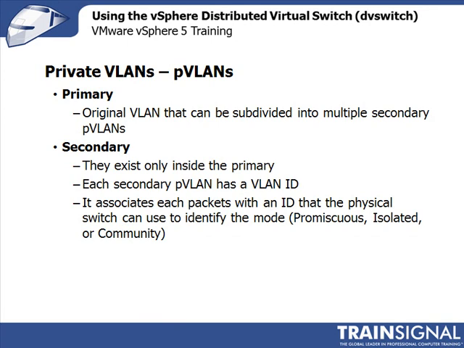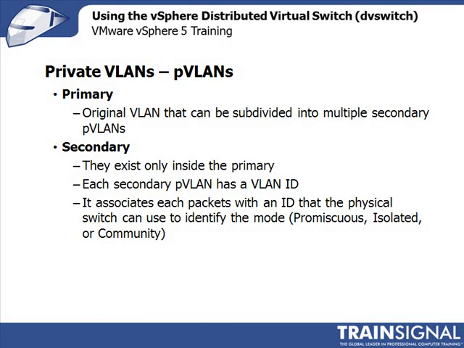So every packet that goes in and out of the secondary private VLAN gets an additional ID tagged to it so that you can identify it. So that the physical switch that it's connected to can understand that the packet that is coming has a VLAN ID of, let's say, the original VLAN was VLAN 1. The secondary private VLAN is 12. So the packet would look like 1.12.